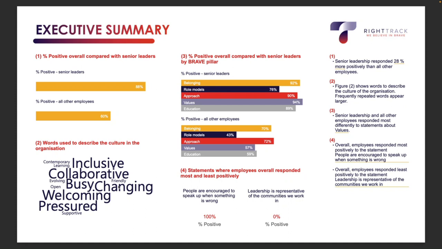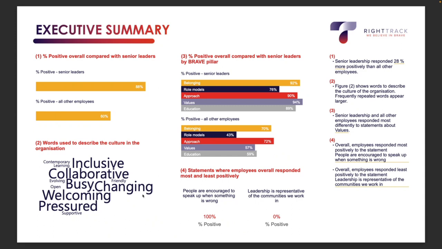On our summary page, you can see we've got a really high level breakdown of the difference in positivity between senior leaders and all other employees. So in figure 1 over here, you can see that there is a significant difference between the positivity of senior leaders and all other employees. And this is fictional data, so don't read too much into it.